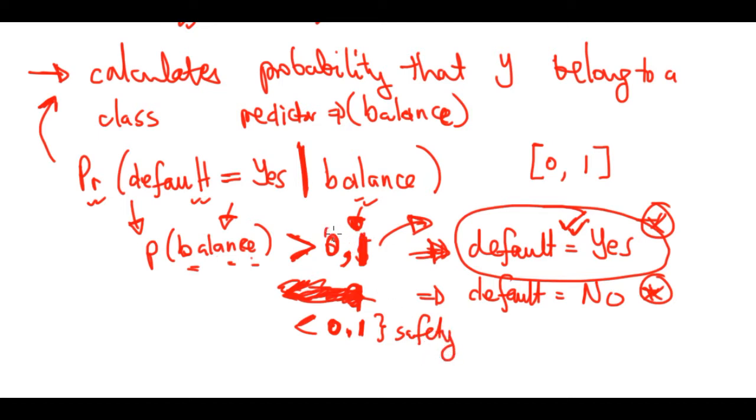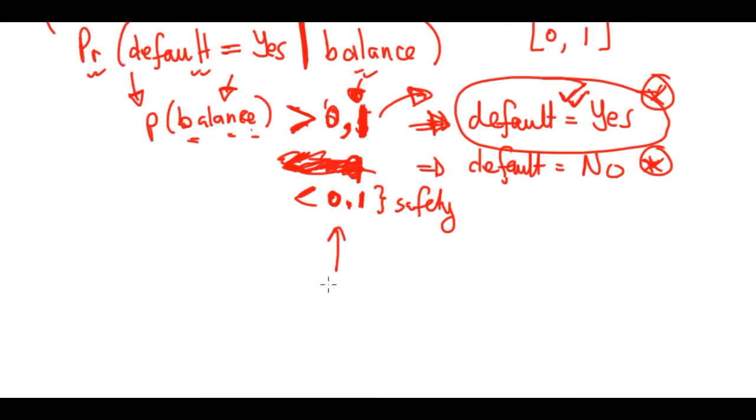Otherwise, anyone else who has a probability greater than 0.1, they're going to default. Let's go talk to them, or let's analyze and see how we can bring them back into good books before they become a bad client. So this one here is called the threshold. The probability that marks the boundary between these two is called the threshold.